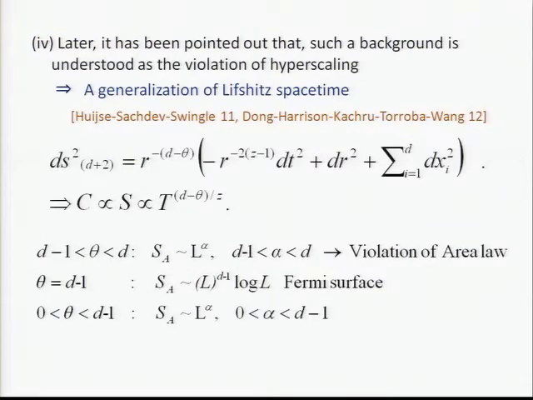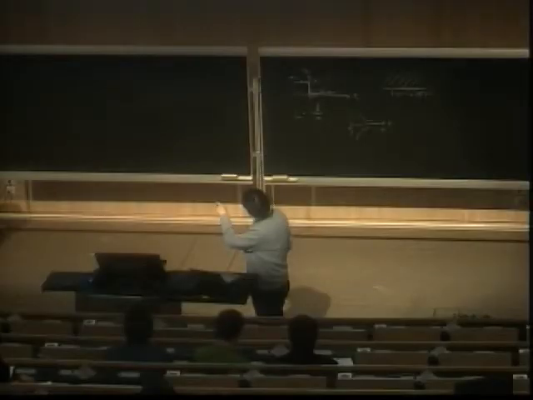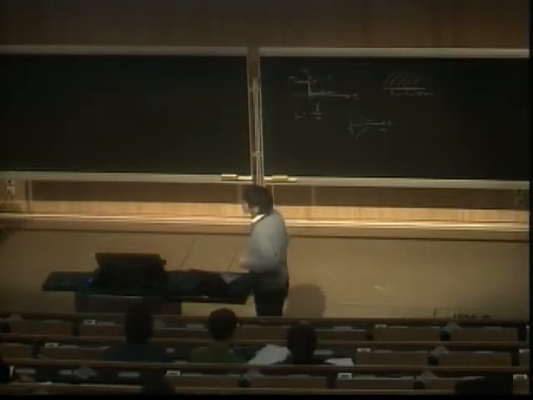Later it was pointed out by Sachdev and Swingle and collaborators, and by Kachru and collaborators, that this background is also interpreted as a modification of the Lifshitz background, which is called a violation of hyperscaling. The Lifshitz background is this part, with anisotropic scaling invariance. But we have an additional factor which breaks this scaling invariance. There, for example, the specific heat is modified. Usually d over z is given by the dynamical exponent, but it is slightly modified by this term called theta.